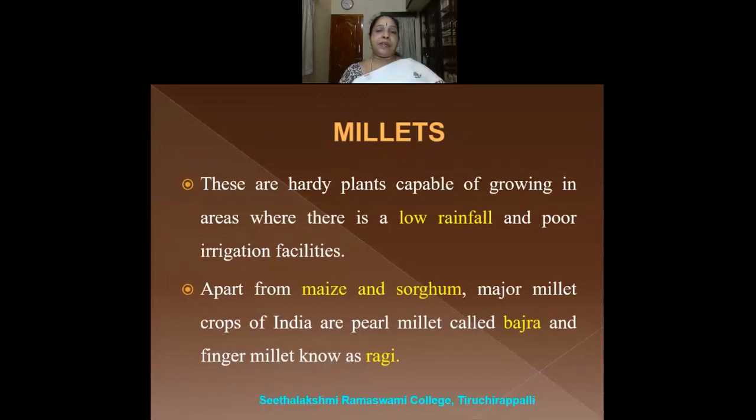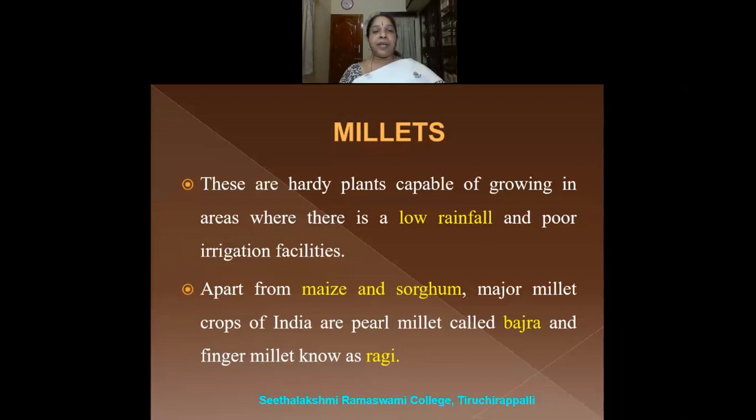We have seen the staple foods. What are staple foods? Staple foods are the foods that are consumed in a large scale. Pradana unavu, we call them as the staple food. So the staple food is wheat and rice. They are the staple food.